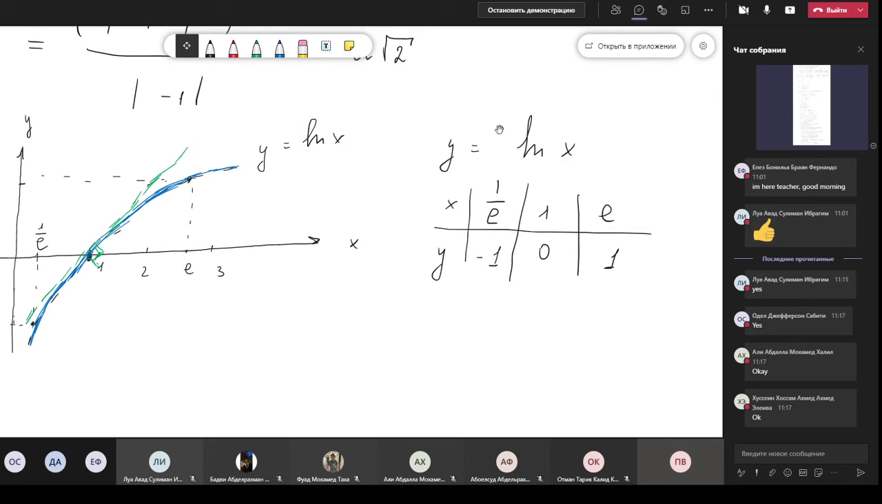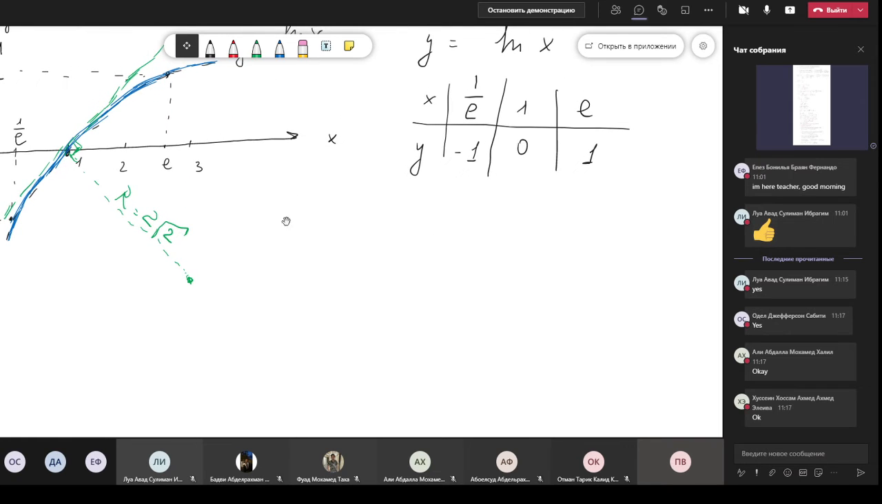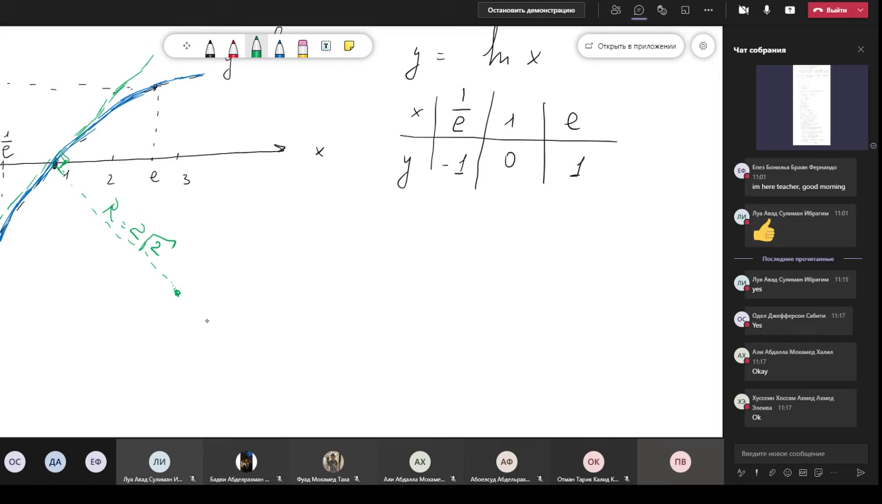2 root of 2 is approximately 1.4 times root of 2, 2.8. It means 2.8. Approximately this. The radius is 2 root of 2. And we must construct our circle of curvature.